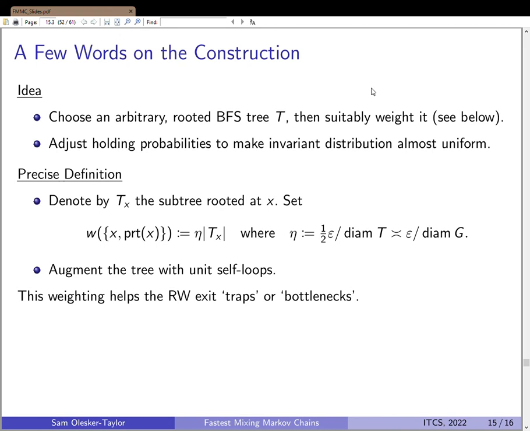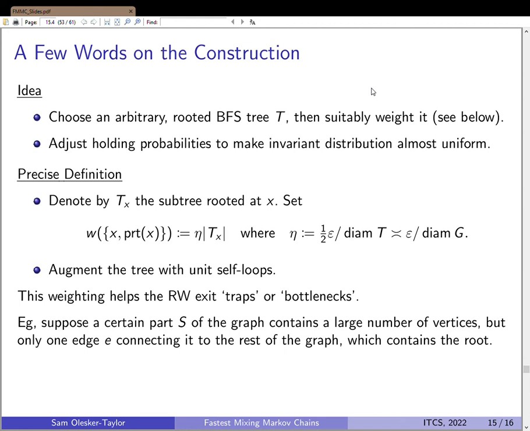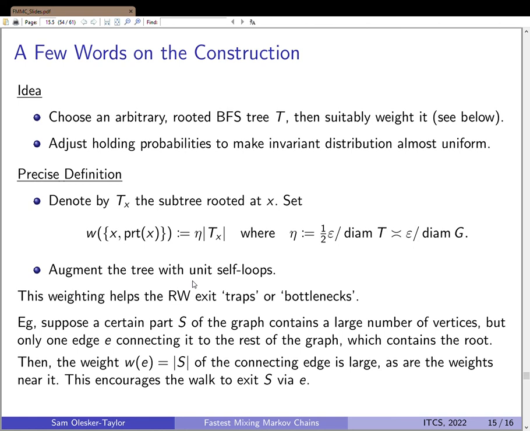Okay, and so this weighting helps the random walk to exit traps and bottlenecks and the like. For example, suppose that a certain part of the graph contains a large number of vertices, but it's poorly connected to the rest of the graph. For example, it might have just a single edge, E, connecting it to the rest of the graph, and assume that the rest of the graph contains the root. This means that the weight of the edge E is the number of vertices in S, which we've assumed is large. And so the weights of the edges near E are also large by the construction, and so this encourages the walk to exit S via the edge E and to do so fairly quickly.